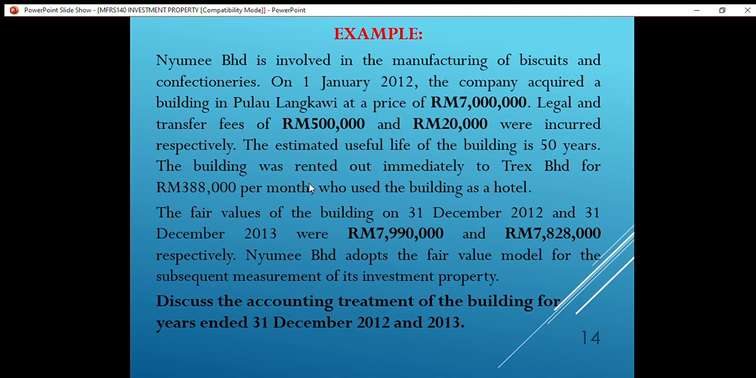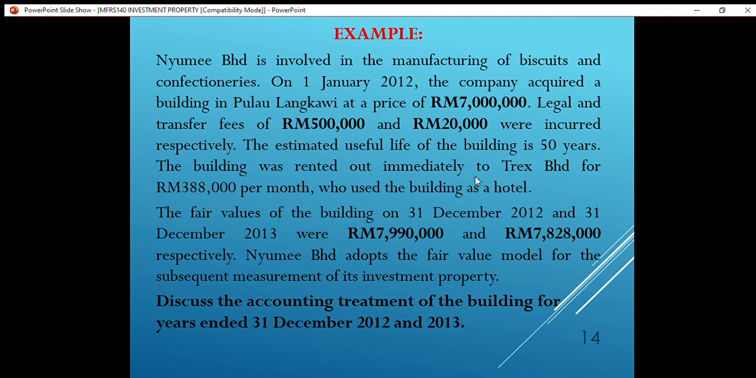So the building was rented out. That means the building meets the definition of NIP. It can be classified as NIP. And the tenant or the lessee, Trax Berhad, uses the building as a hotel.